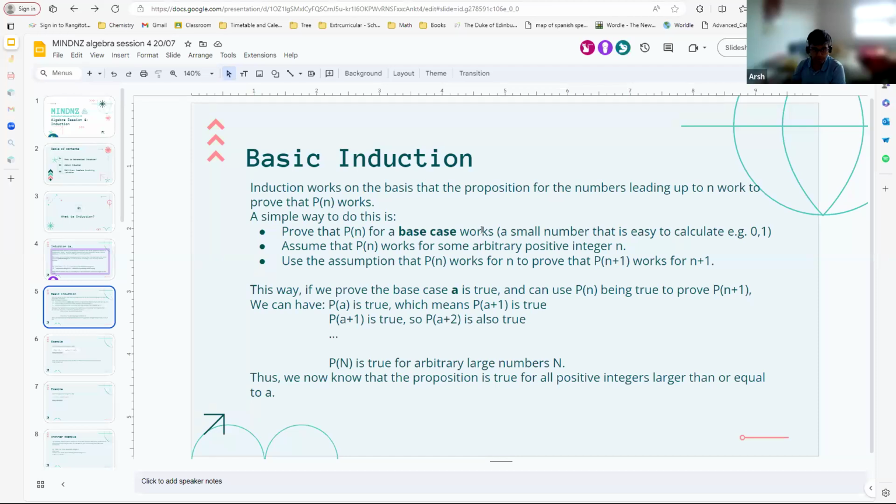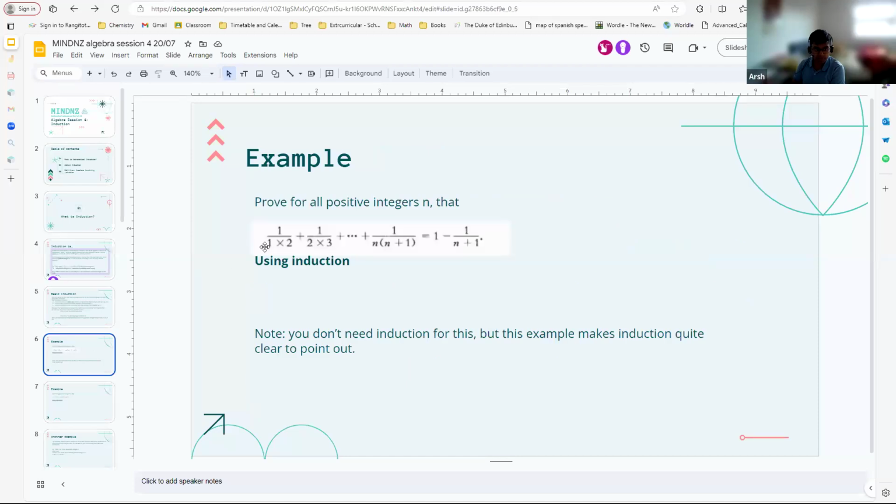This way, if we prove the base case is true, then we can use Pn being true to prove Pn plus 1, so that the proposition is true for n plus 1. From this, if P of 1 is true, then P of 2 is true, and so on for any arbitrarily large natural number. So we know that the proposition is true for all natural numbers, or all positive integers. Yep, so I'll hand over to Alan.